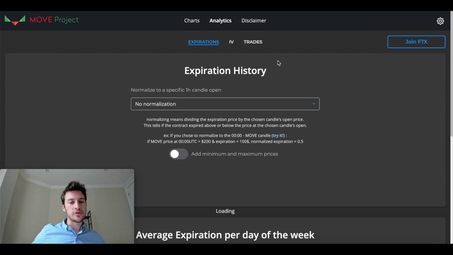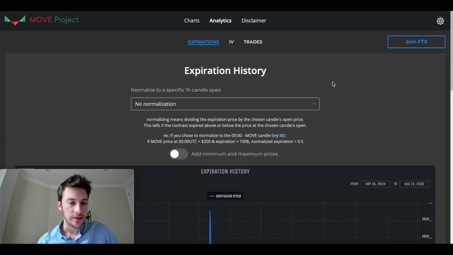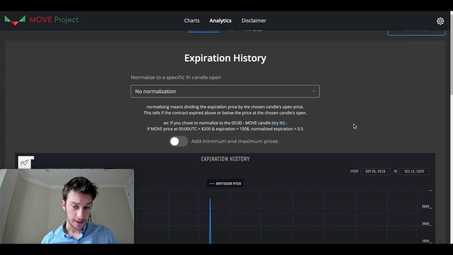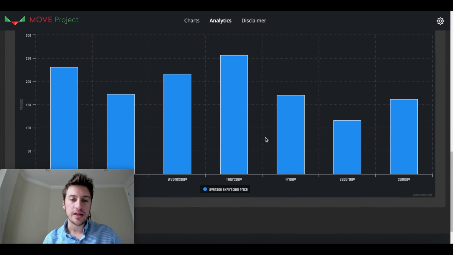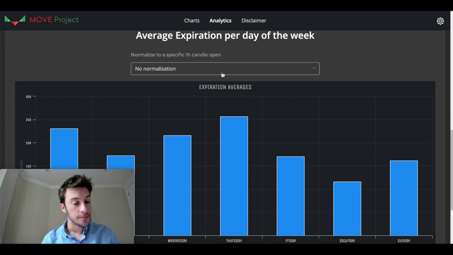But the coolest part of this website is, I actually think, in the analytics department, where we have trade data, implied volatility, historical, and expiration data. I'm going to show you guys something that I find quite cool. It is normalization, and let me show you guys what this means. So if the MOVE contract price at the listing of its strike price is, let's say, 200 and expiration is 100, the normalized expiration is going to be 0.5. And that is shown here per day of the week.